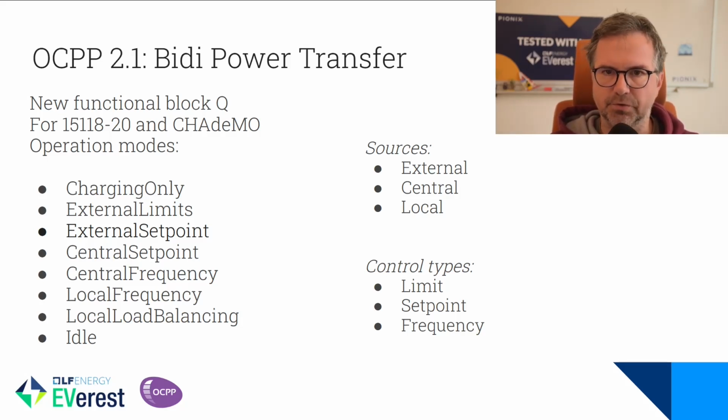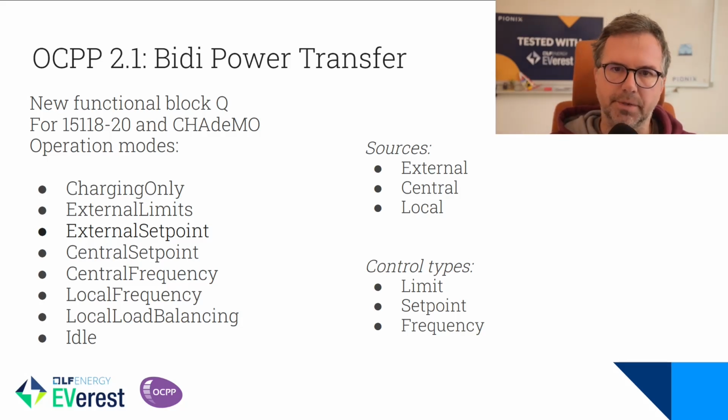So there's 3 sources. It's an external, central, or local source. Now, a central source is the CPMS. So that's the CPMS telling via OCPP what kind of power transfer you want to do. So this is the CPMS controlling the charging station directly. Local is the charging station itself.